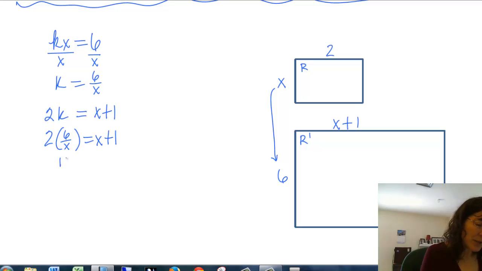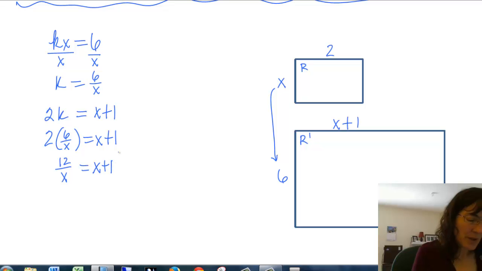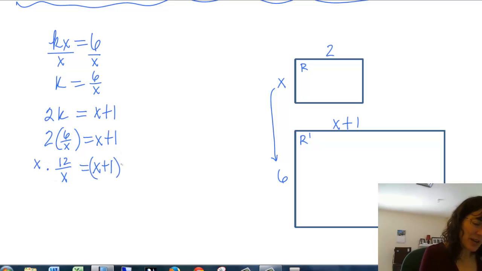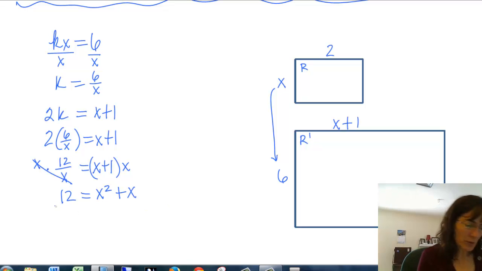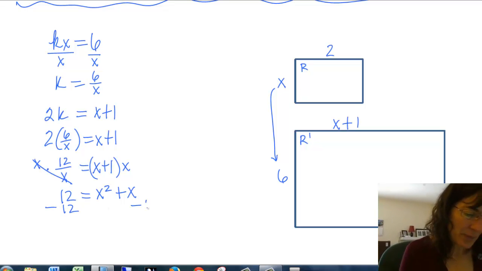And this is going to give me a similar polynomial like I had for the last problem, which is fine. We know how to handle it now. Multiply both sides by x. These cancel, and I have 12 equals x squared plus x. So I'll just subtract the 12 from both sides, and I end up with 0. It doesn't matter what side I get it on, but I have a 0 there.